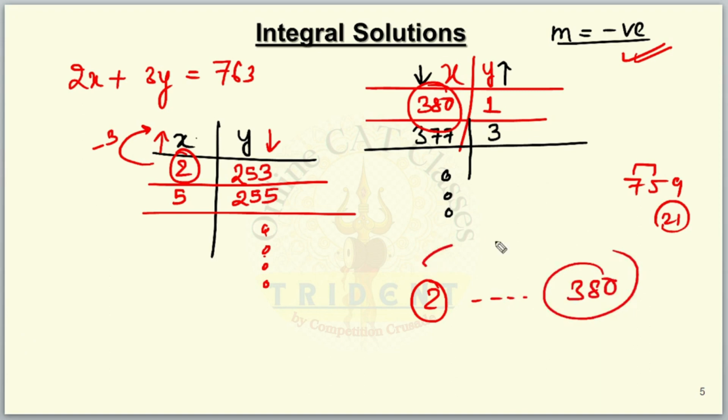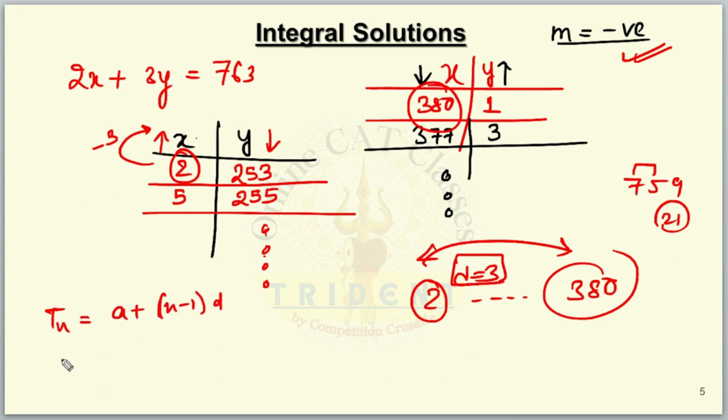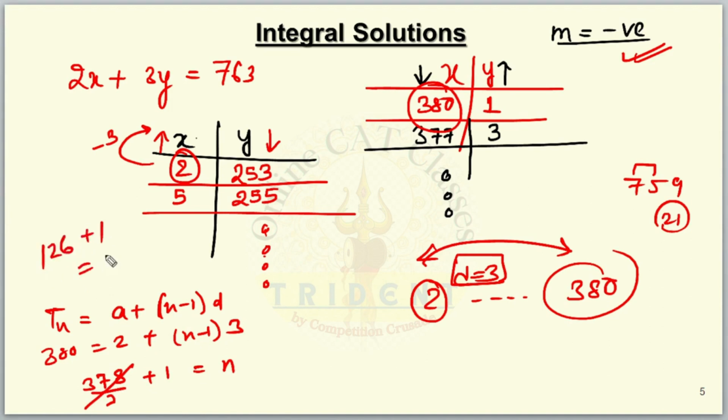So what you need to tell me is how many numbers are there starting from 2, and the common difference is obviously 3. If you do some algebra, you will find the solution, using the idea Tn equals a plus n minus 1 times d. Tn is 380, this is 2 plus n minus 1, d I know is 3, so this is 378. 378 divided by 3 plus 1 equals n. Let's see if I am getting this. 378 divided by 3 is 126, plus 1, that is 127. So in total you are getting 127 terms.